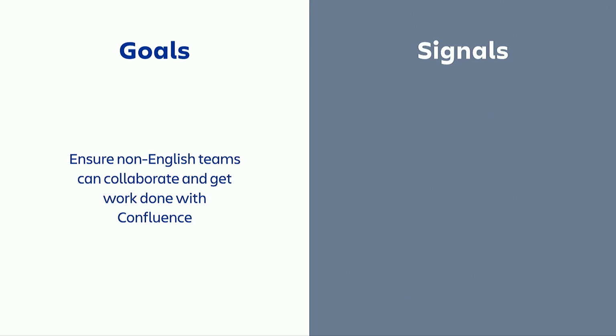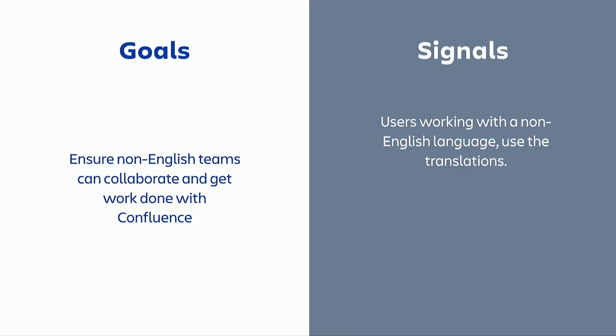So we had 2 different signals that we wanted to look at holistically to get a better idea of what success looks like for this goal. So first, if we were on the right track, we would see that our users who were working with a non-English language used our translations. And this would help us learn whether our users were actually opting in and using the features that we were building.